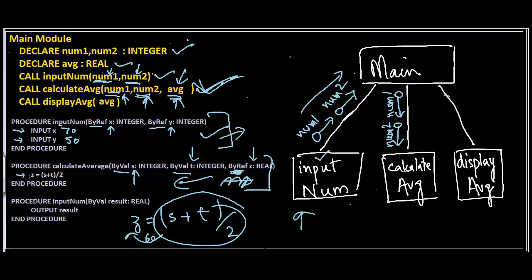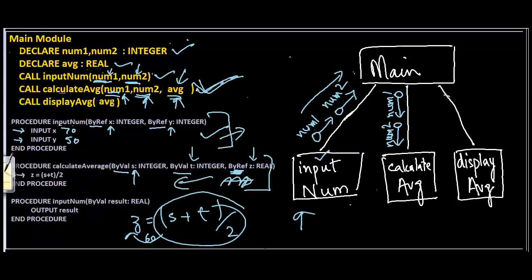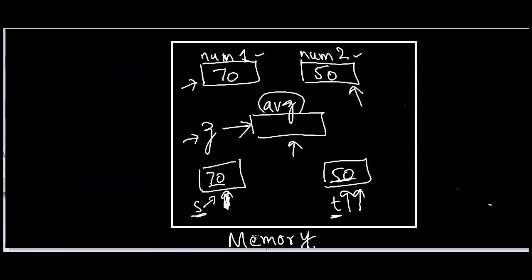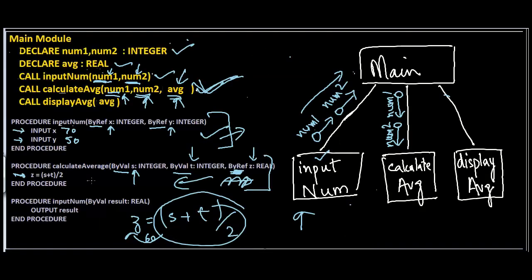So Z becomes equal to 60. That means when Z becomes equal to 60, Z is basically pointing towards this location. This value of AVG gets updated to 60. So this procedure right here is modifying the value of Z, which basically means that the value of AVG is being modified.